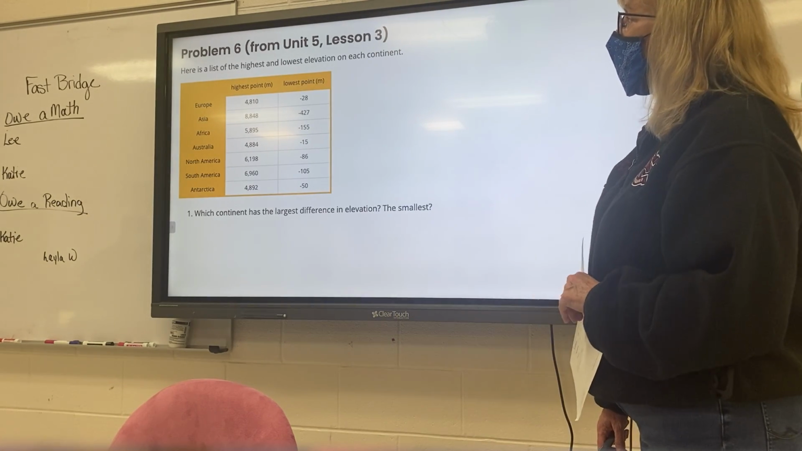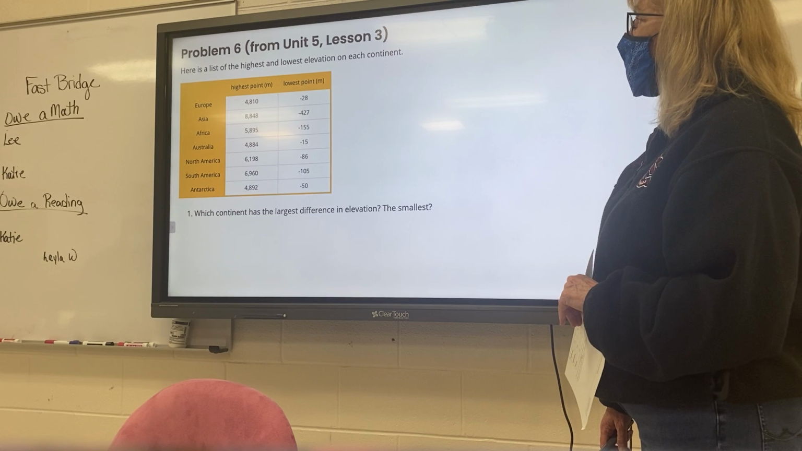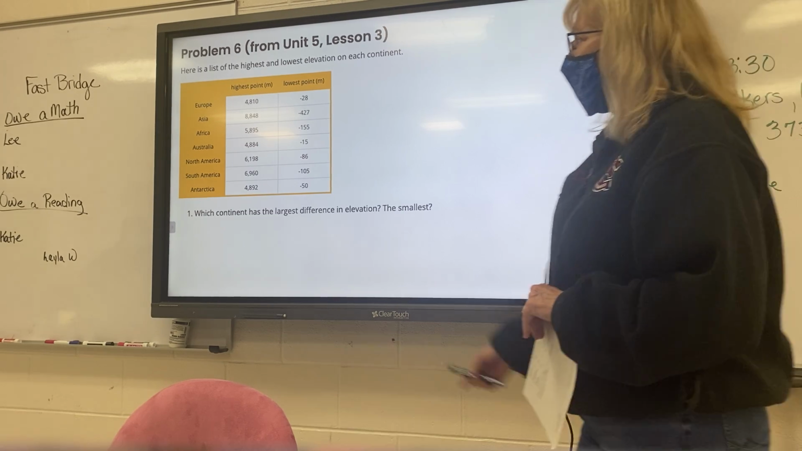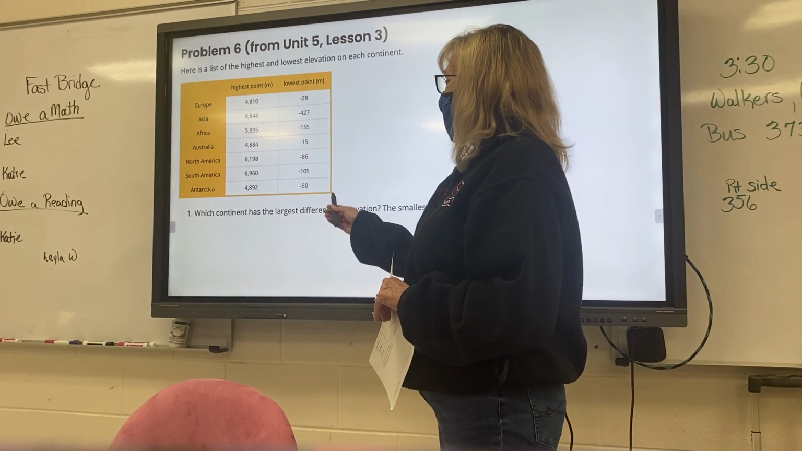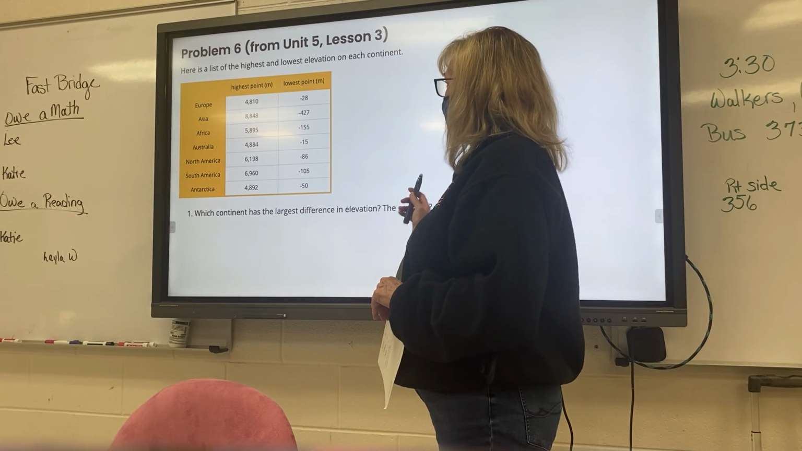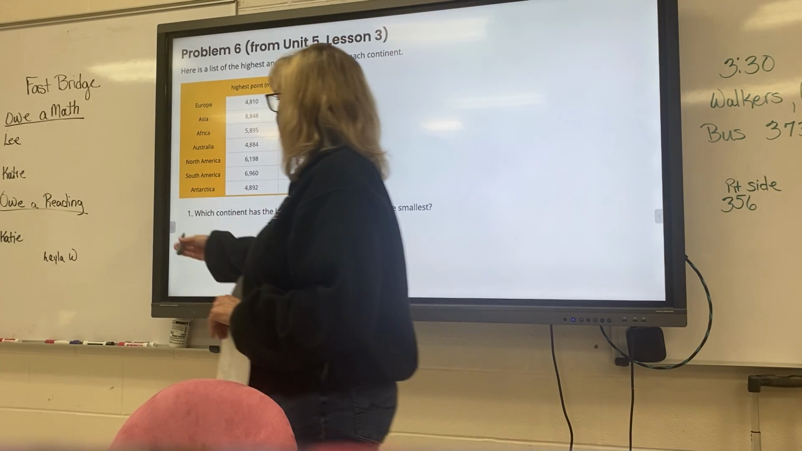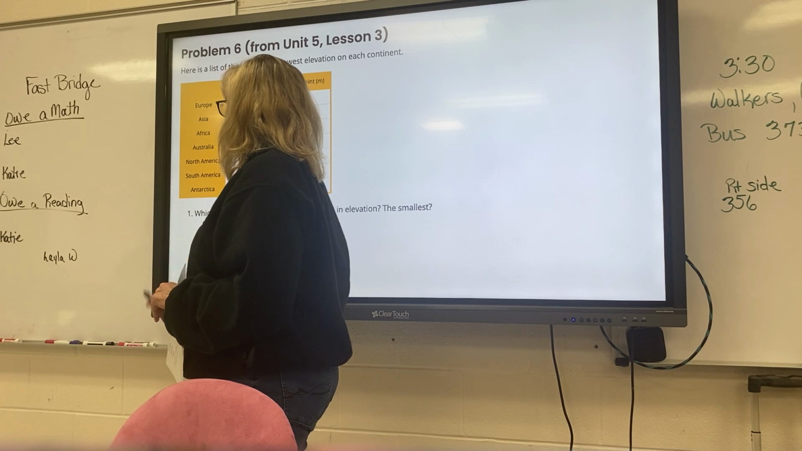Here is a list of the highest and lowest elevations on each continent. Which continent has the largest difference in elevation and the smallest difference? What does difference mean to do?